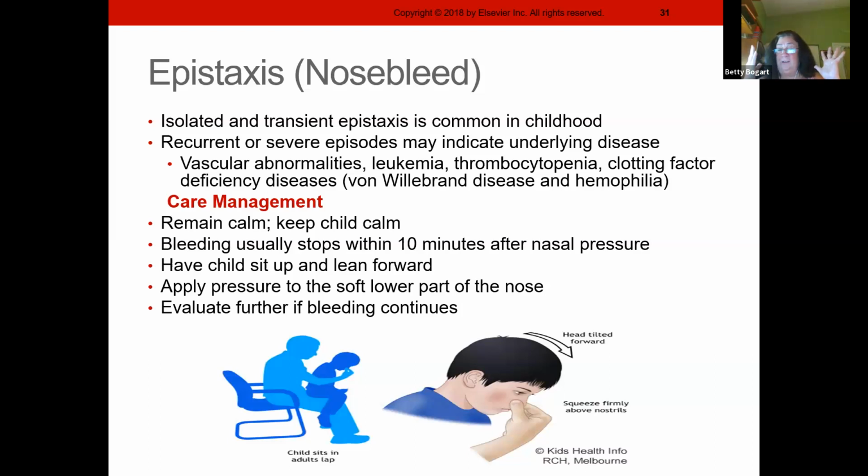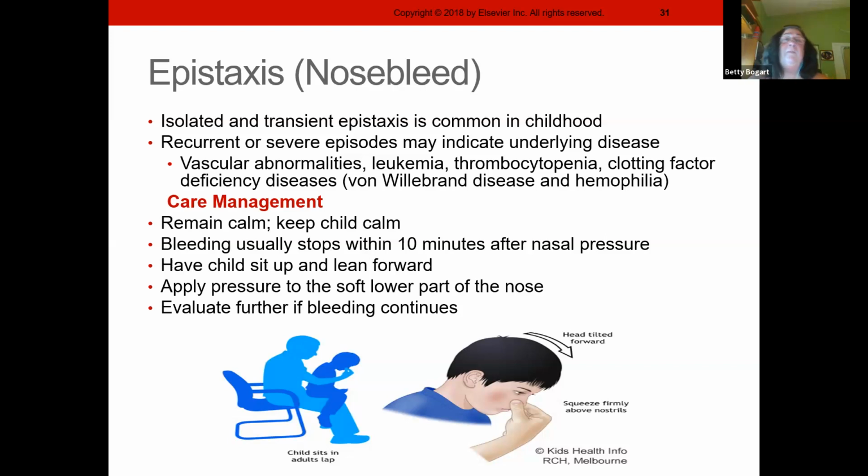Epistaxis, how do we treat it? Well, many people like to put your head back and pinch it. And what happens is the blood goes down your throat, you gag, you choke, you puke, and you create more bleeding. So you don't do it. There is an NCLEX question on this. If you haven't had it yet, you probably will. Thumb, forefinger, hold it and bend them forward. Okay? Hold it for 10 minutes. If it still remains bleeding, you need to go get help, because usually a normal kid will stop bleeding within that time.